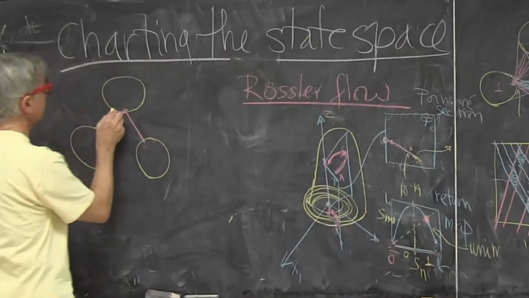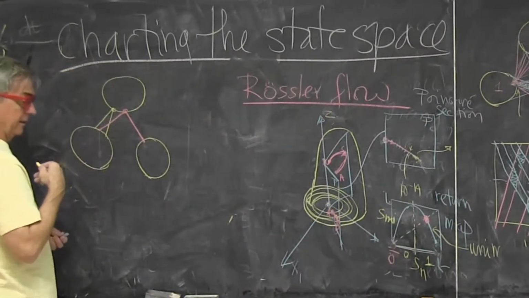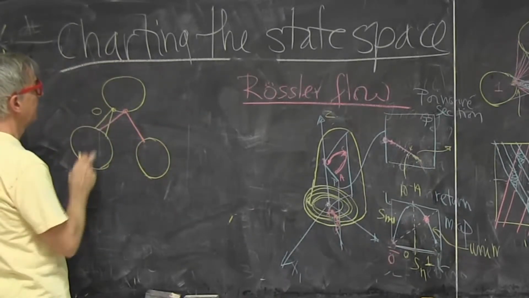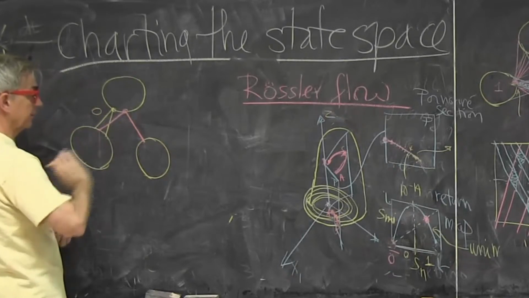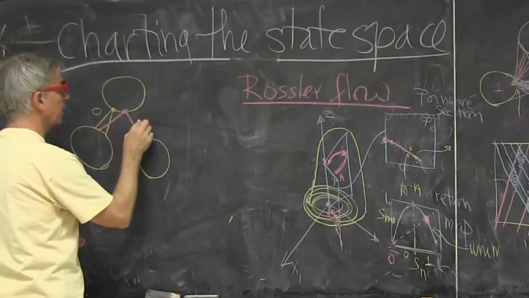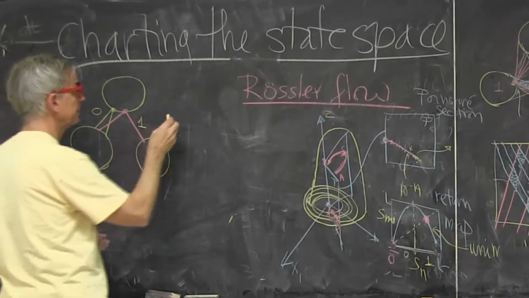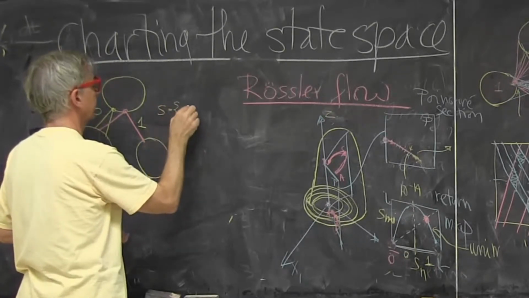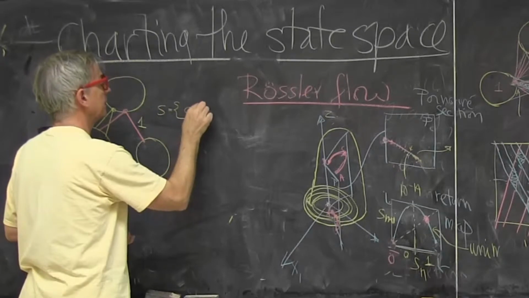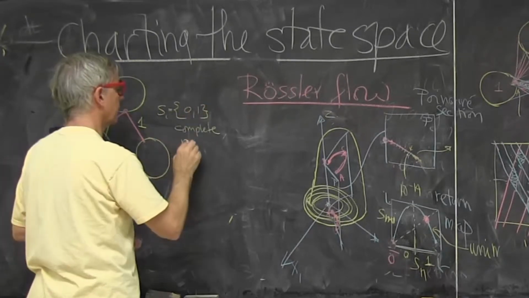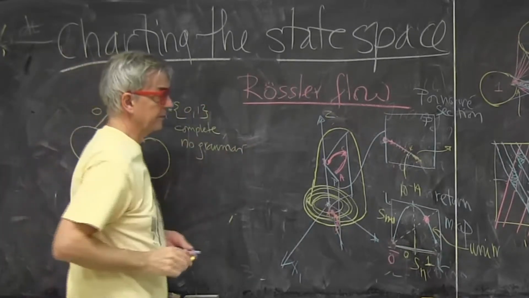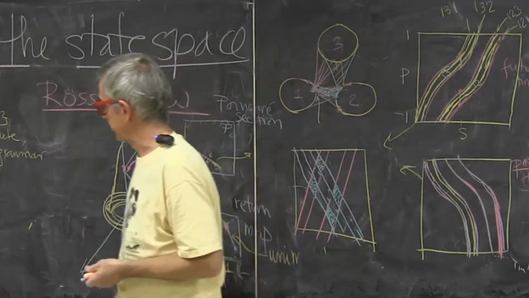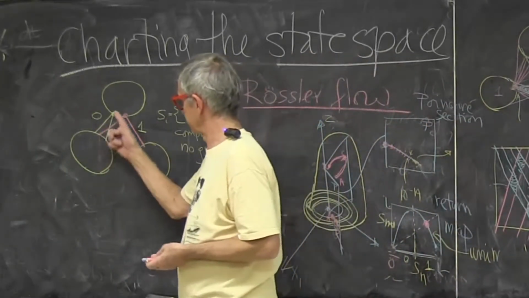Then I can give every bounce which says return where it came from, I'll call it 0. And every bounce that says go on to the next disk, I'll call it 1. Then symbolic dynamics is 0, 1, and it's total freedom. There is no grammar.